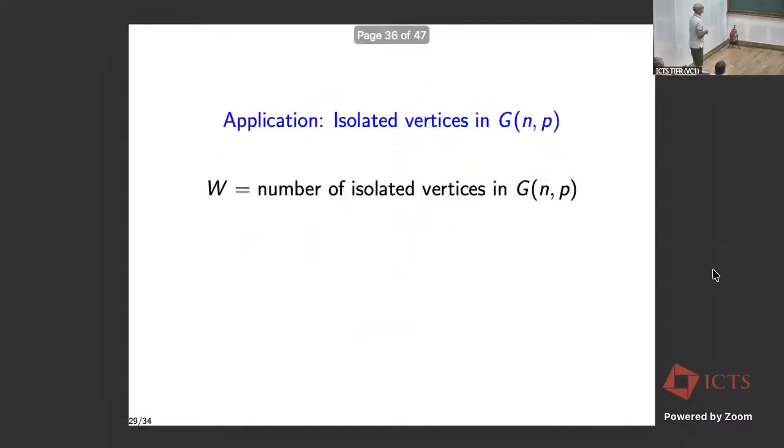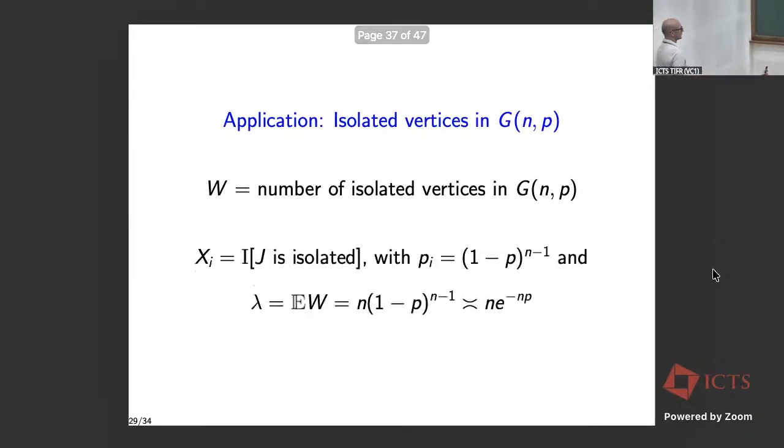So let's see how this applies to isolated vertices in an Erdős–Rényi random graph. So W is the number of isolated vertices in an Erdős–Rényi random graph. Isolated means it doesn't have any edges, okay? So it's isolated, degree 0. So let's write it down. Xi is the indicator. This should be a little i. Little i is isolated. And what's the probability that it's isolated?